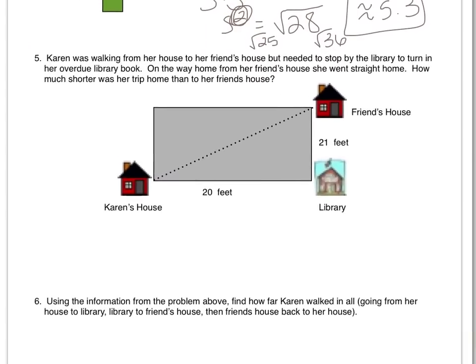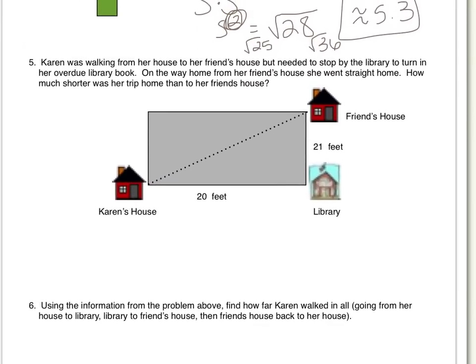Next one. Karen was walking from her house to her friend's house, but needed to stop by the library to turn in her overdue library book. On the way home from her friend's house, she went straight home. So we know that on the way there, she went to the library and then to her friend's house. But on the way home, she came straight home. The question says, how much shorter was her trip home than to her friend's?